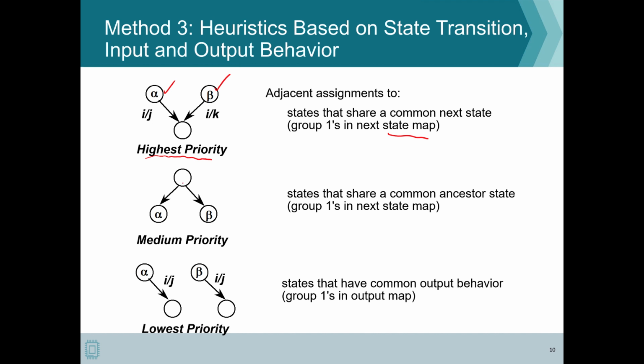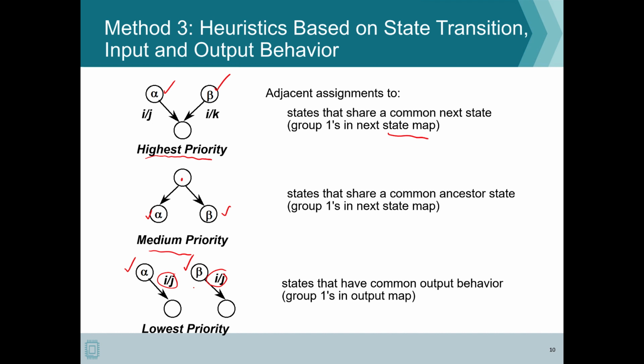Again, if states alpha and beta are sharing a common ancestor, then that gets medium priority. And then the lowest priority is for two states alpha and beta that have the same inputs and outputs, and they're going to two different states or going anywhere, then they get the lowest priority.